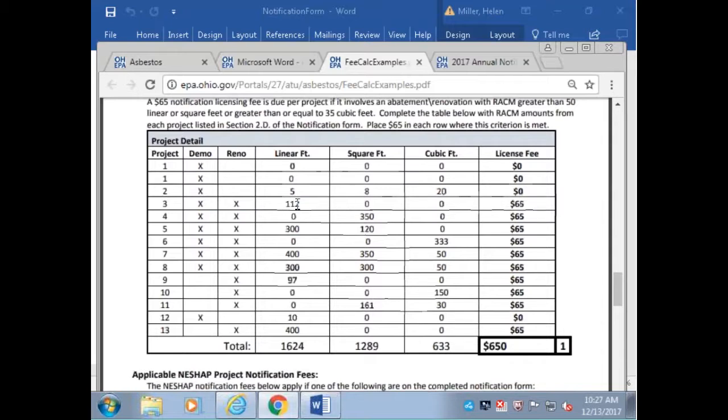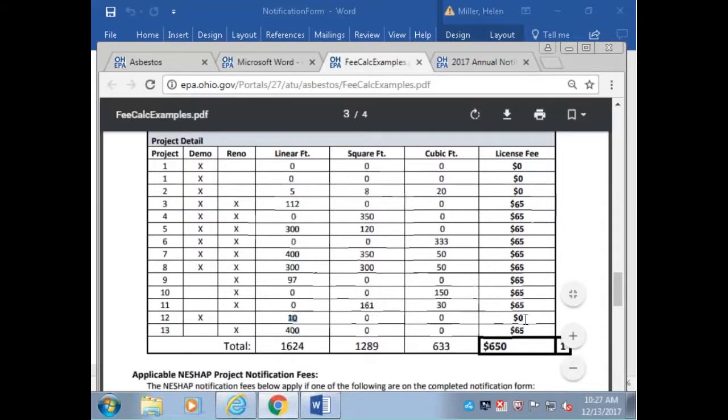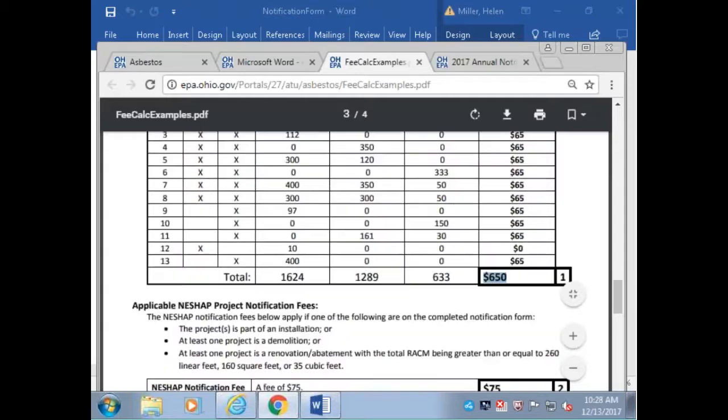Oh, here's 112. This one's over 50 feet, linear feet, so a $65 fee gets charged. Here's another one, over 350 square feet, the $65 fee gets charged. And we've gone through here for each one of these, and if it's over 50 feet, you get your 65. If it's not over 50 feet, there's not a 65. Totals up your linear foot, your square foot, and your cubic foot that you'll need here in a minute. But here is the amount of fees for the licensing side.